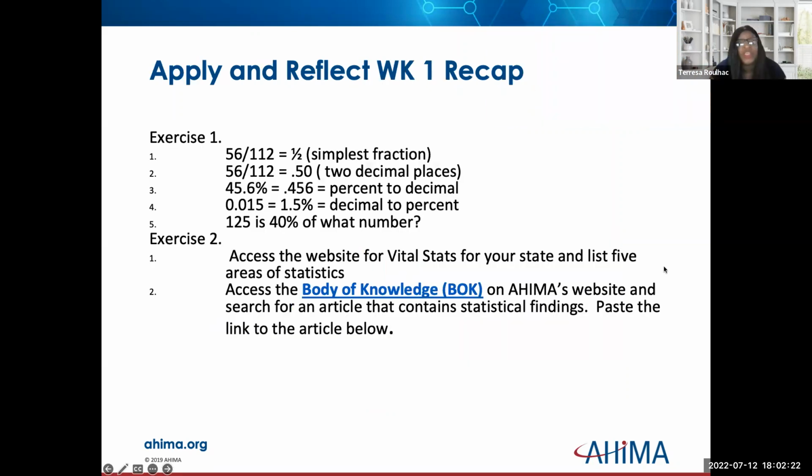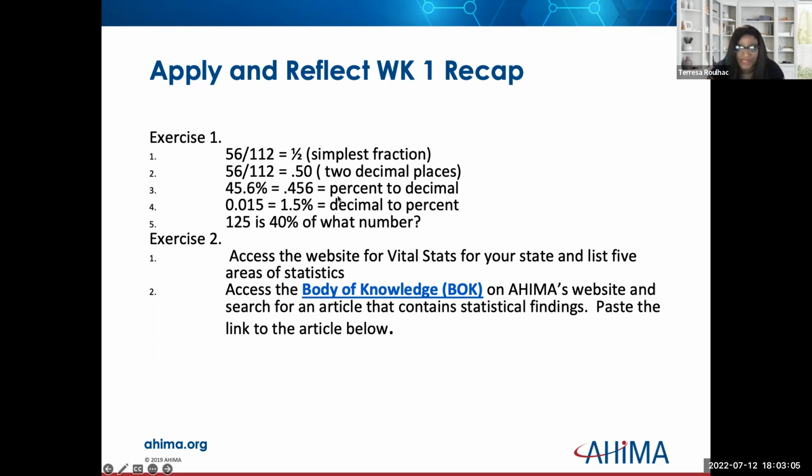You're not alone. Now, when we look at our apply and reflection from week 1, I went ahead and grabbed some of the questions just so that you can make sure that you are on the right path. You'll see that when it gets into your simplest form, especially with the first one, we are looking at 1/2 because 56 times 2 is 112, and 56 can go into itself. 56 times 1 is 56. So that gives you 1/2. When we want to turn that to a decimal, 1 divided by 2 is 0.5. And it tells you that it wants 2 decimal places.